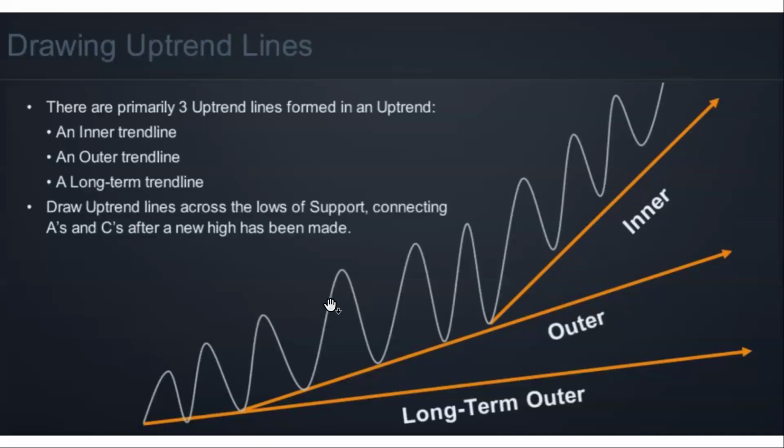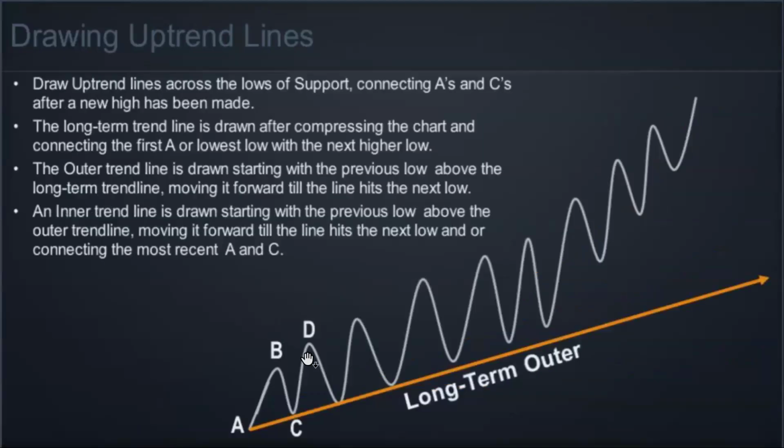So how do you do it in the chart? So there's a process, okay? So I'll just read it. To draw uptrend lines across the lows of support, connecting A's and C's after a new high has been formed. Now, remember, the condition for you to draw A to C is that D must be formed first. Do you get that?